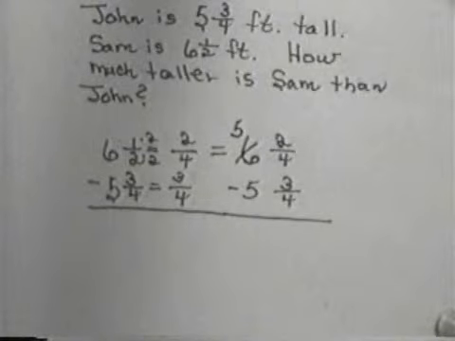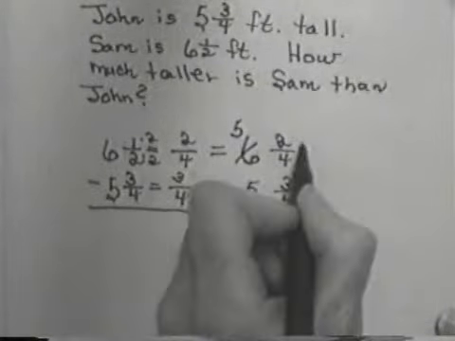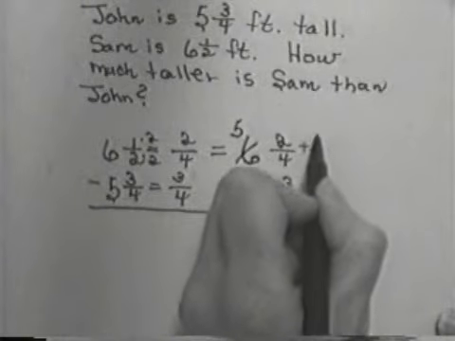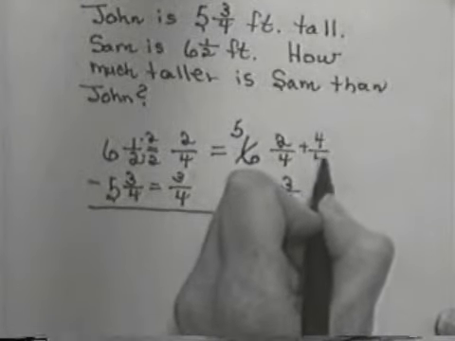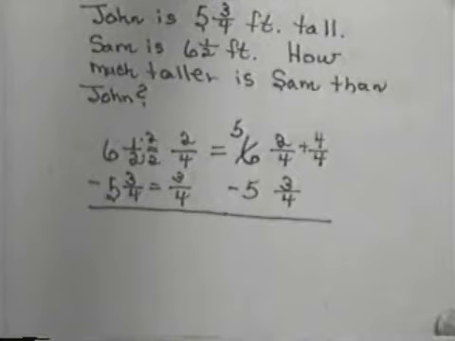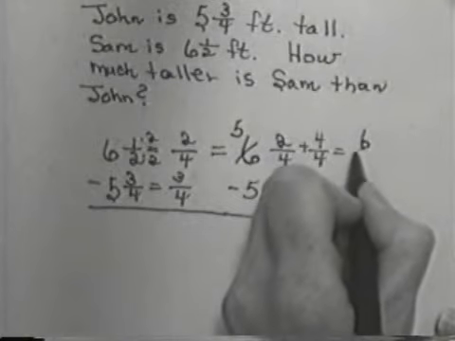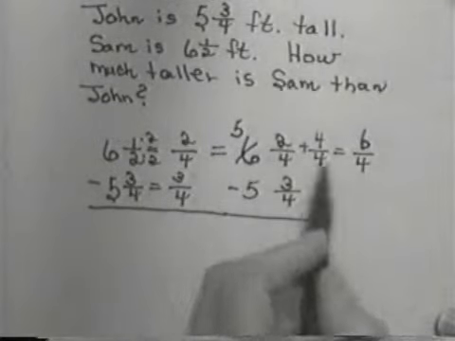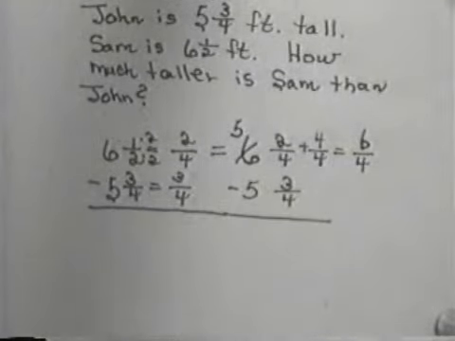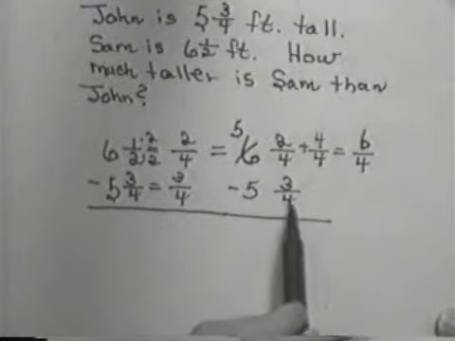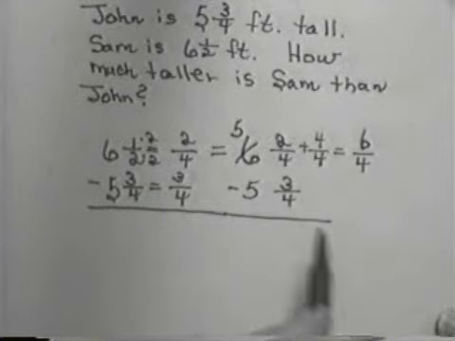That 1 that I borrowed has to be turned into 4s. Since my denominator is 4, I've got to make that 1 into 4 4s, because when you borrow a whole, you're borrowing 4 4s. So that means we're now going to have 6 4s, because 2 4s plus the 4 4s would give us 6 4s. And then down here we still have our 3 4s.